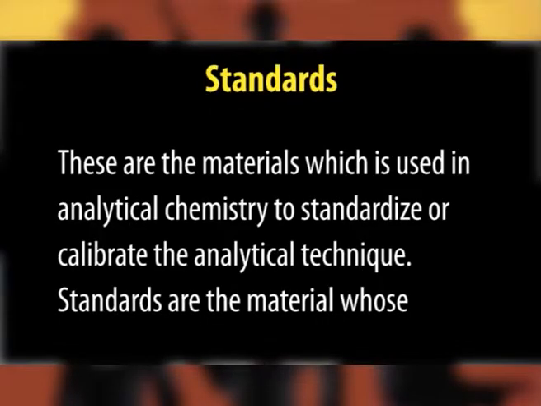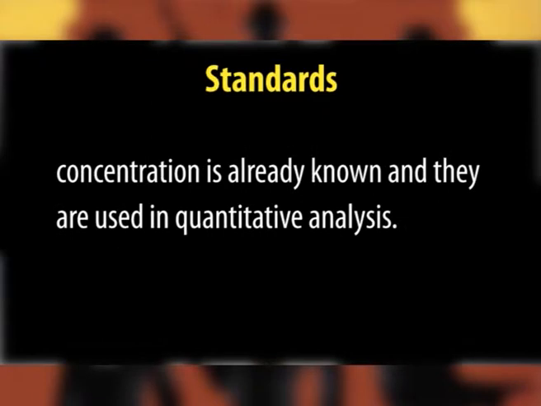Standards. These are the materials which are used in analytical chemistry to standardize or calibrate the analytical technique. Standards are the materials whose concentration is already known and they are used in quantitative analysis. Standards are also called reference materials because they are used as a reference for determining the concentration of an unknown analyte. Standards are of two types, primary and secondary standard.